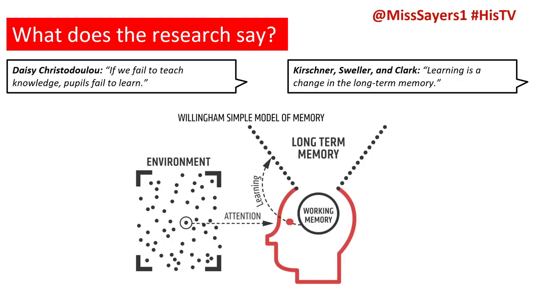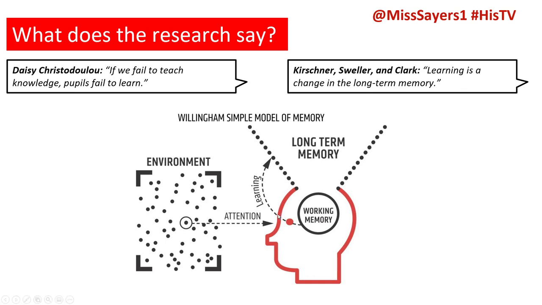So Daisy Christodoulou has emphasised on many occasions the importance both of background knowledge and knowledge generally when learning. And there's a fantastic quotation from an article she wrote a few years ago: if we fail to teach knowledge, pupils fail to learn. So we should be teaching knowledge, and Kirschner, Sweller and Clark define learning as a change in long-term memory. So we want pupils to learn knowledge, we need to get them to learn that by getting a change in the long-term memory, and then if we combine that with Willingham's model of memory, we can get a good idea of why knowledge organisers are so important.